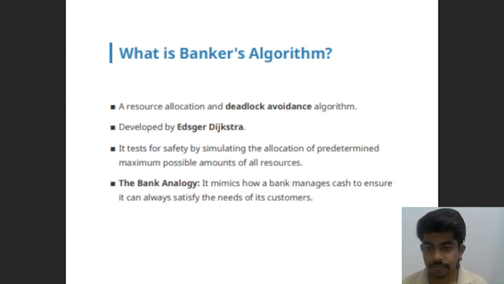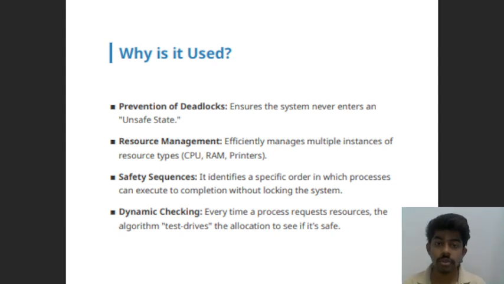Let's see, why is it used? It is used for the prevention of deadlocks, and ensures the system never enters an unsafe state. We'll later also understand what is an unsafe and safe state. Resource management: it efficiently manages multiple instances of resource types like CPU, RAM, printers. Also used for safety sequences.